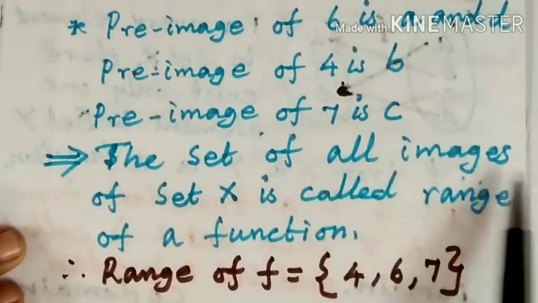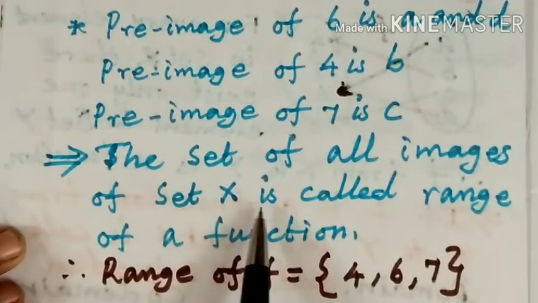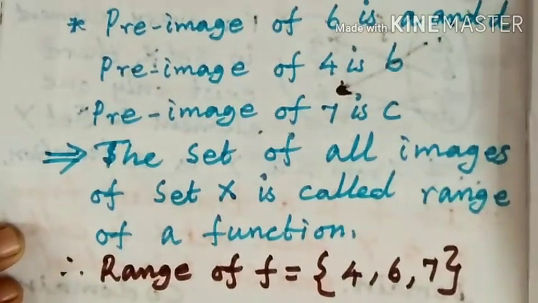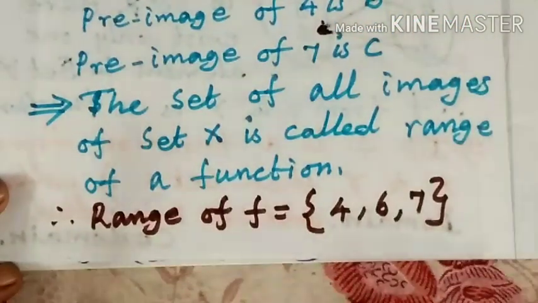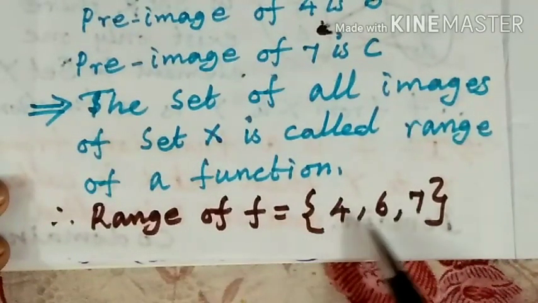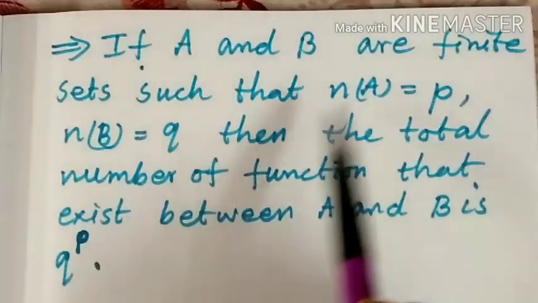The set of all images of set X is called a range. So, from the above example, range of f equal to {4, 6, 7}.